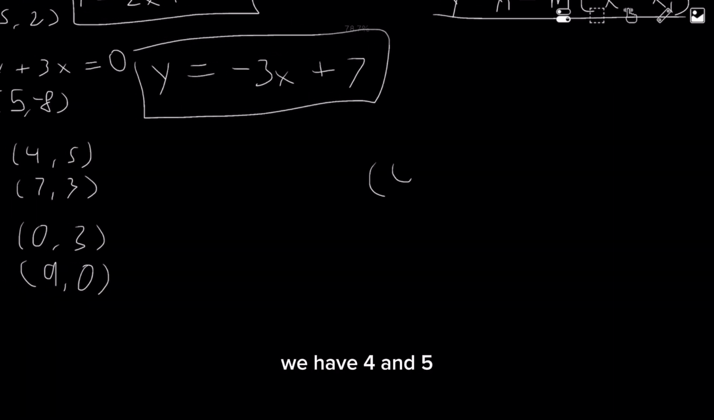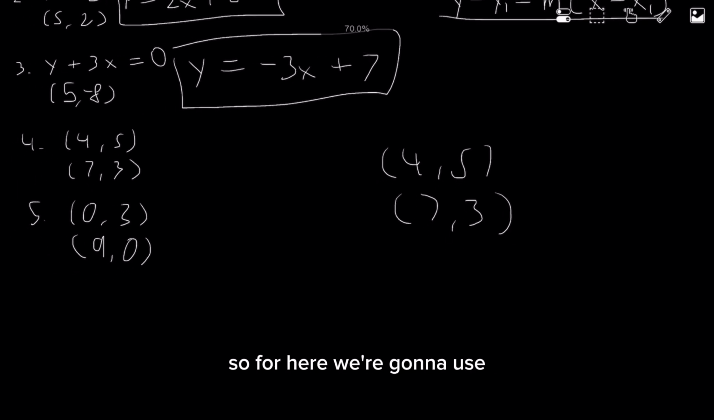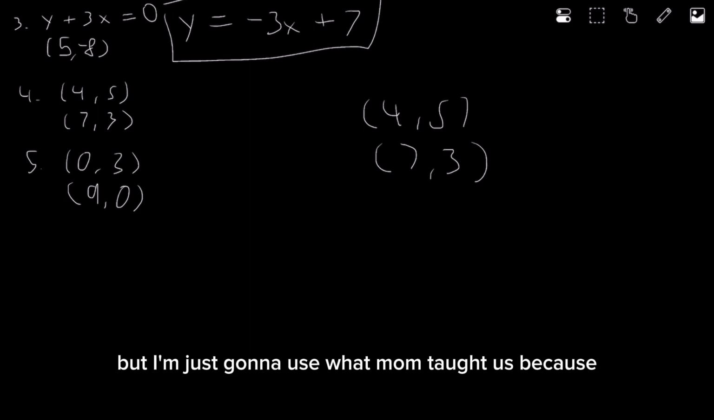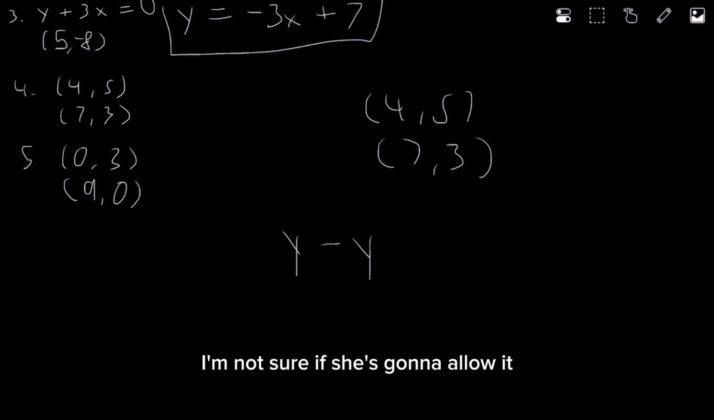Alright, so for number 4, we have 4 and 5, and then we have 7 and 3. I'm horrible at writing numbers. Give me a second. Alright, so for here, there's actually a simpler method, but I'm just going to use what ma'am taught us, because I'm not sure if she's going to allow it. She probably would. But let's start with the first method first.